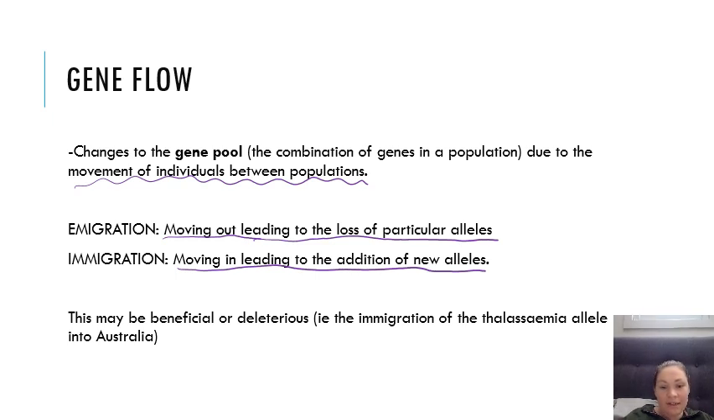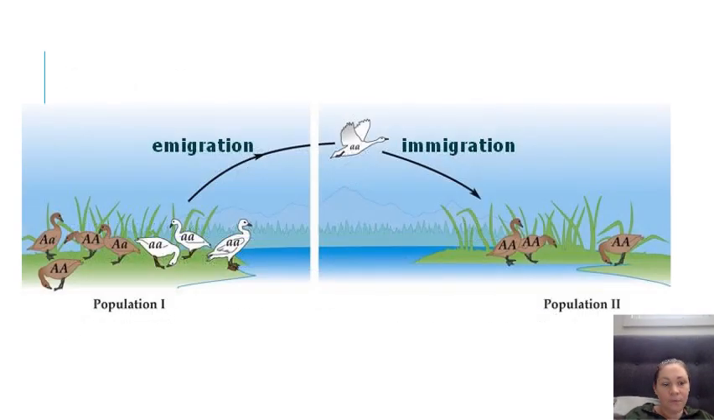So if we think about immigration of the thalassemia allele into Australia as a result of European colonization, that's something that wasn't really favourable, but we've been able to overcome it because we've got a lot of people who don't have that particular allele within our gene pool. It's just a diagram here showing the difference between emigration and immigration and how you can introduce new genotypes into a population.